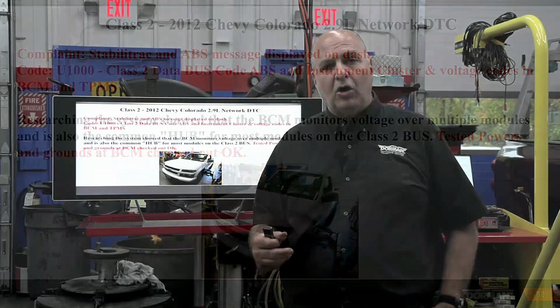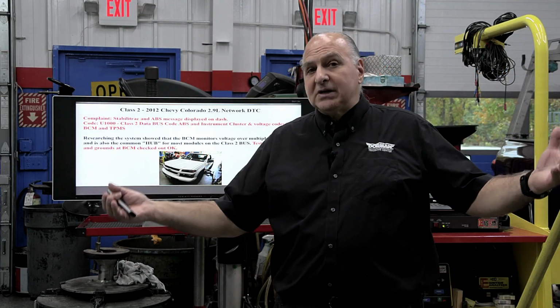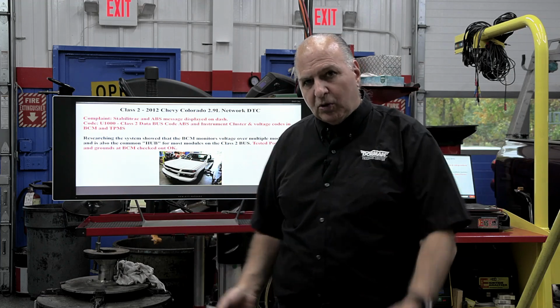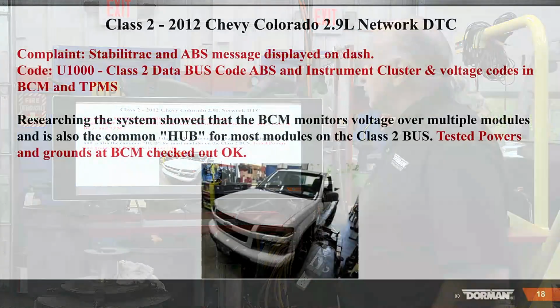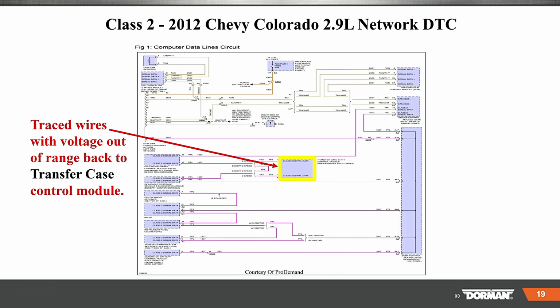You always want to RTFI, read the information. Why? Because that's going to tell you where to go, and you're going to see what I'm talking about, okay? Research in the system showed us that the BCM monitors the voltage over multiple modules and is also known as a common hub. So the BCM is the hub. Hey, we all send our messages in there, for most of the modules on a Class 2 bus. Test powers and grounds, they all checked okay.